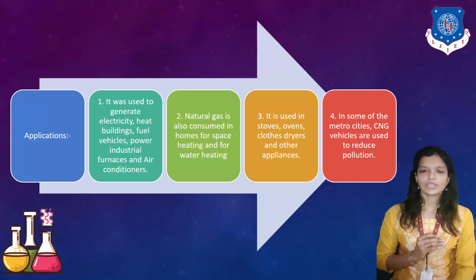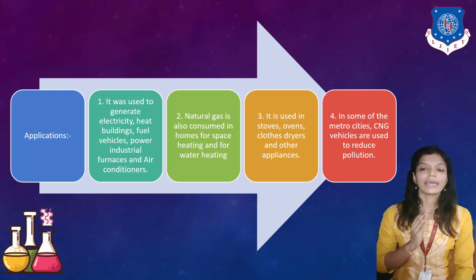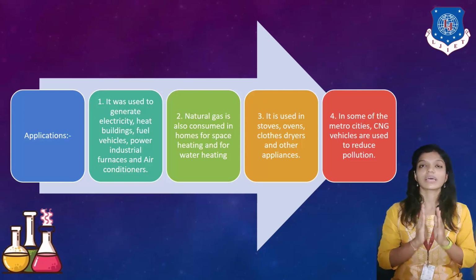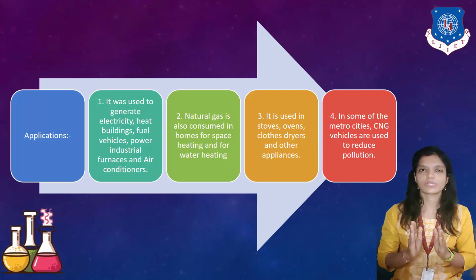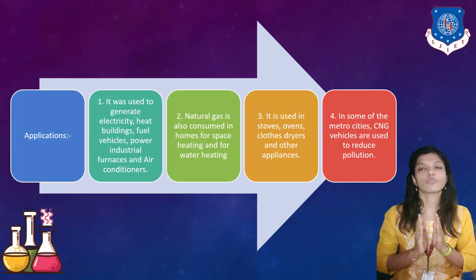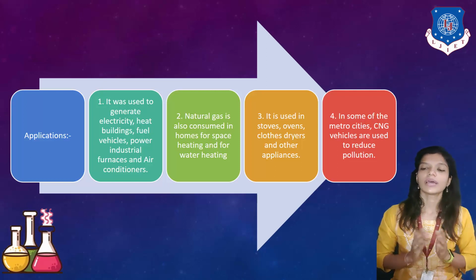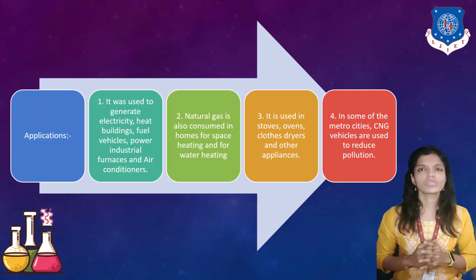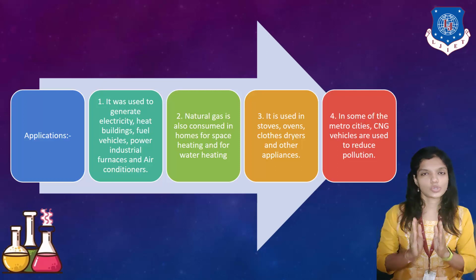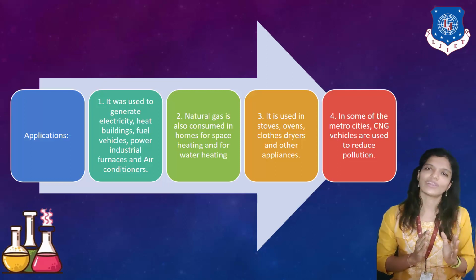Now if we talk about the applications, then we can take a view on it. It is used to generate electricity, to heat buildings, to heat or fuel vehicles, and to power industrial furnaces and air conditioners. It can be used for all these purposes. Nowadays it is widely used as a normal fuel, right? Natural gas is also consumed in homes for space heating and for water heating. We can directly use it in this form also. It is used in stoves, ovens, clothes dryers and other appliances also. We can use it as another energy source, just like electricity or solar energy.